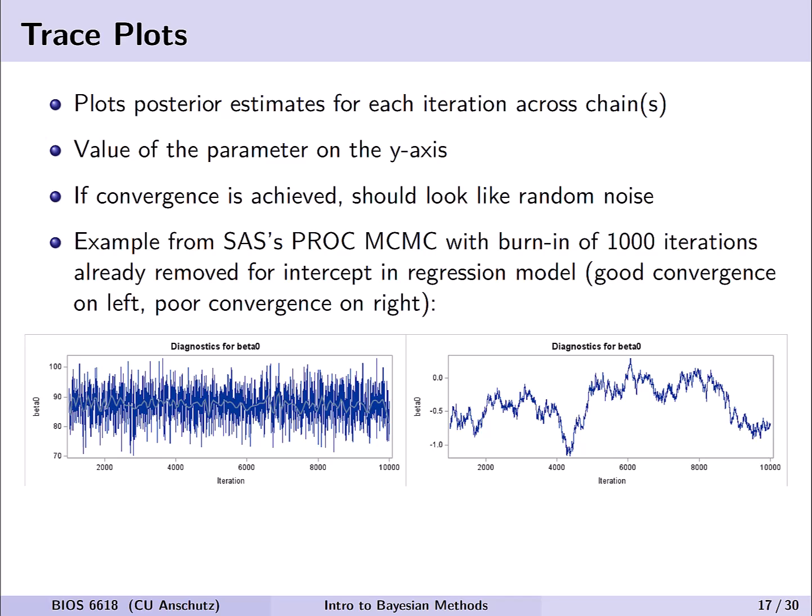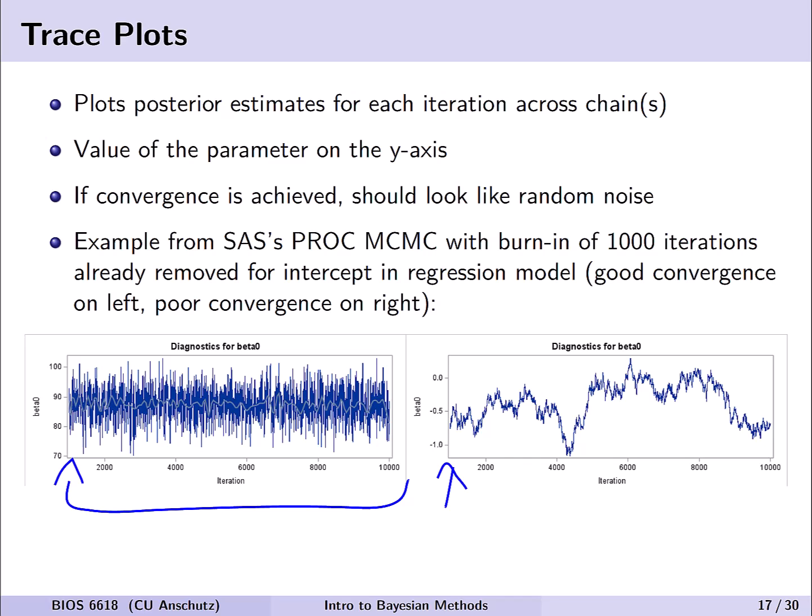We see below examples from SAS's PROC MCMC with a burn-in of 1,000 iterations already removed for estimating that intercept in the regression model. Now, we can highlight a few things here. First, looking at our iterations, we see that the total number of iterations is 10,000, but at the very beginning of both figures, we actually start at essentially 1,001, because we've removed the first 1,000 iterations for a burn-in.